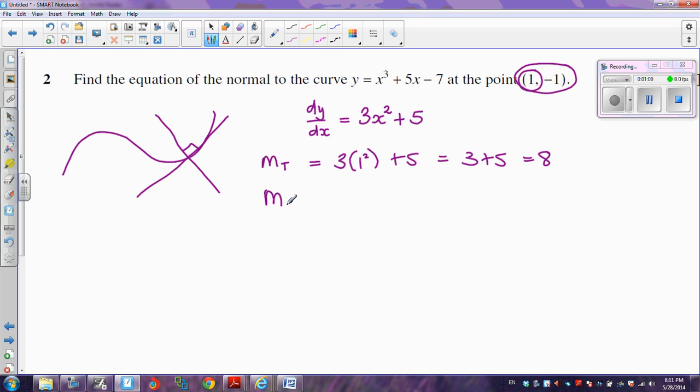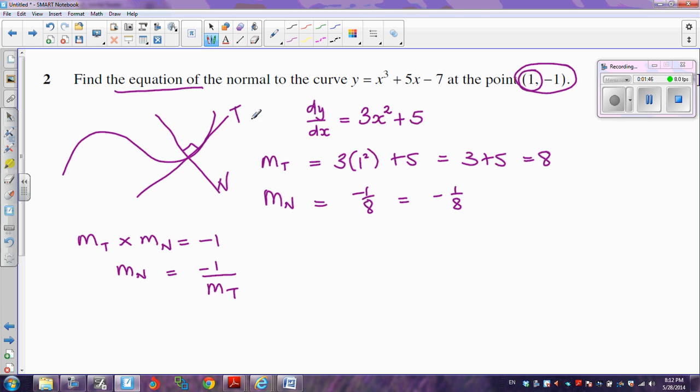Now, to find the gradient of the normal to the curve, this is the tangent, and this is the normal, I'm going to use the fact that the gradient of the tangent multiplied by the gradient of the normal, because they're perpendicular to each other, will be minus 1. So the gradient of the normal is going to be minus 1 over the gradient of the tangent. In this case it's 8, so I'm going to do minus 1 divided by 8. So the gradient of the normal is minus 1 over 8, or if you like, just minus 1/8.